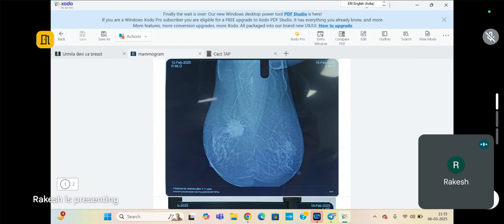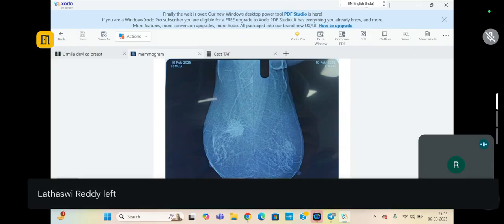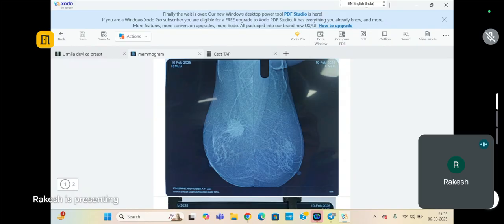B is scattered density. C is heterodense, and D is extremely dense. And there is some percentage, right? Yes, ma'am. 0 to 25, 25 to 50, 50 to 75, and more than 75.